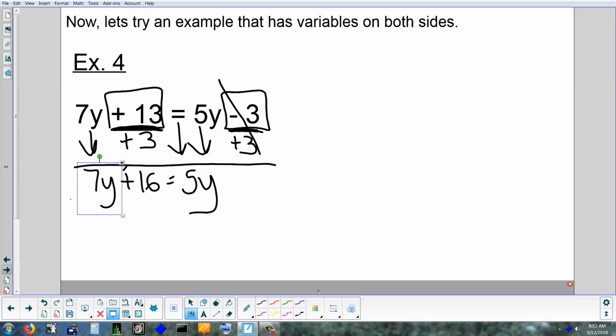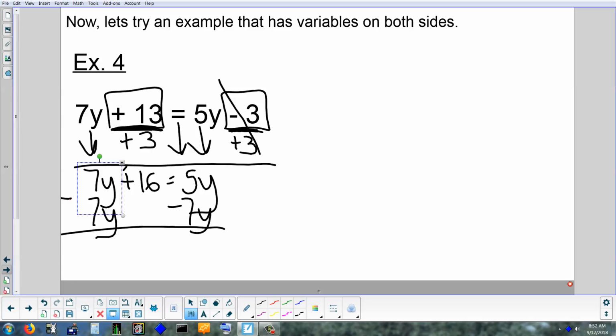So what do I have to do to get the variables on the same side? Matt? Subtract what? The 7y. Subtract 7y. Minus 7y. I wouldn't divide. People say, well, it's got a 7 attached. Why wouldn't I divide? I can only do that when I have a variable on one side and a number on the other. I don't have that yet. I'm one step away from that. This is just going to cancel out.